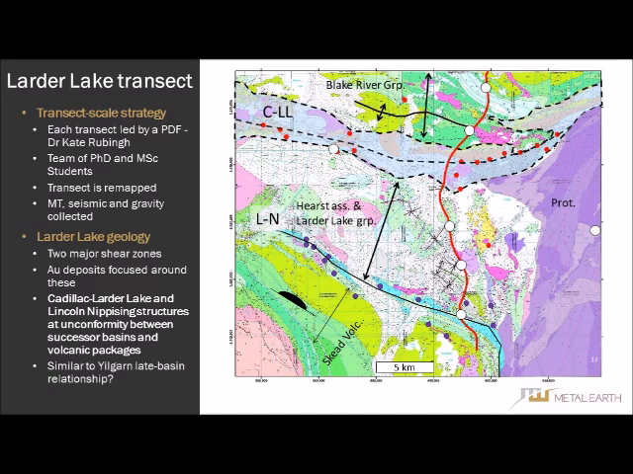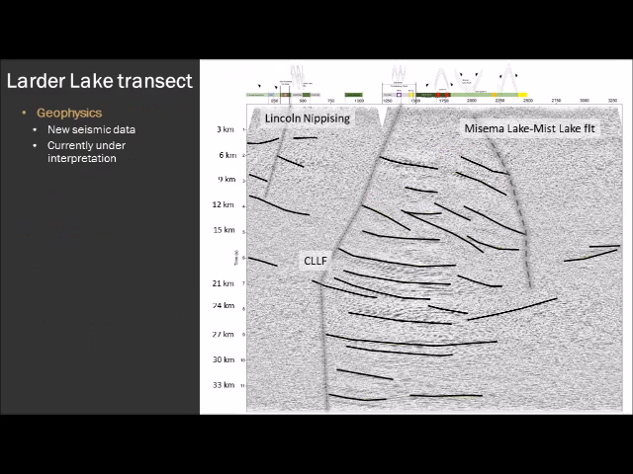This is the seismic section. I don't pretend to know much about seismic, but here's some black lines for you. So this is the interpretation of these lines so far. We have managed to image some of these major structures, and they are surprisingly steep. This is the Cadillac Larder Lake fault here. This is Lincoln-Nipissing.